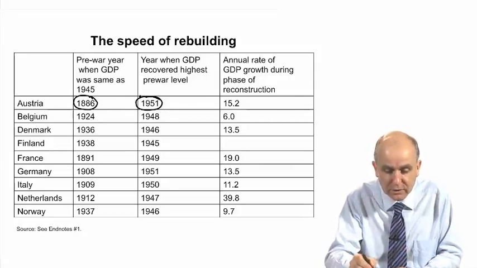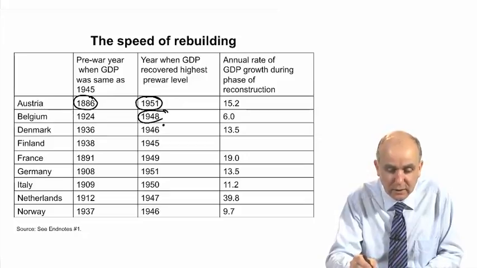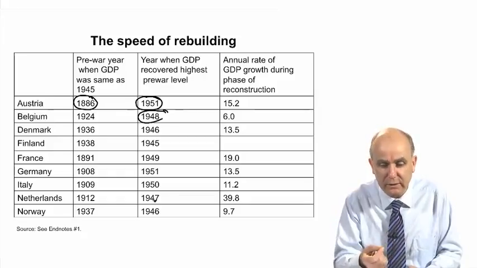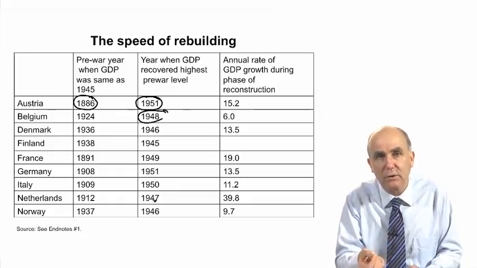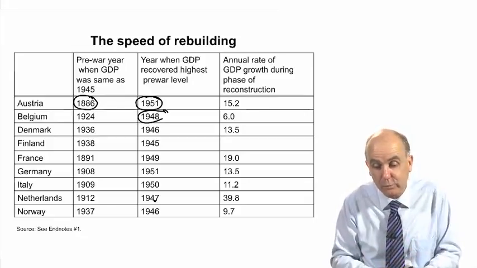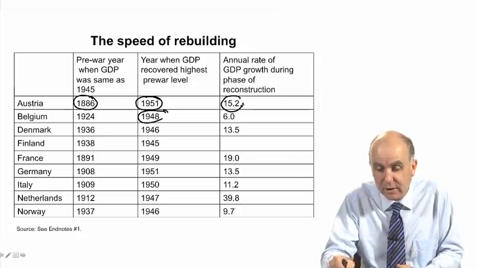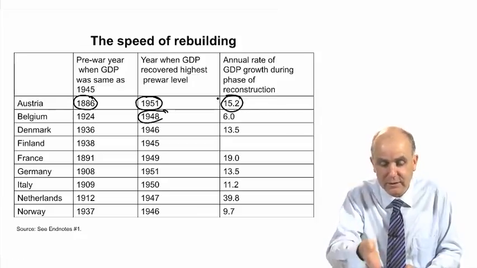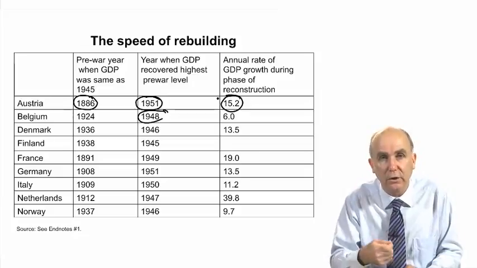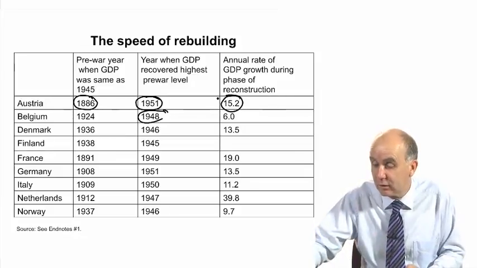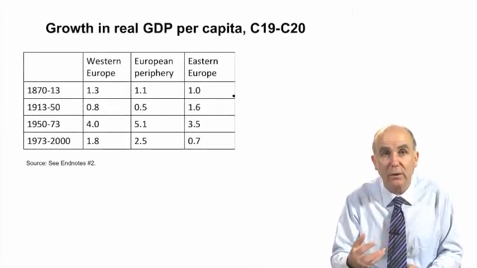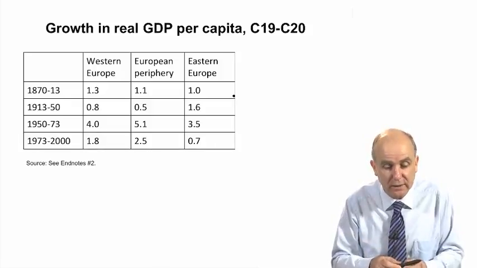And if you look through the column, you'll see that in all countries, the rebuilding or the recovery after World War II occurred relatively quickly. So within several years, countries were able to undo the damage that had been done by World War II. And you can see that there were very high annual rates of GDP growth during this phase of reconstruction, consistent with the idea that the reconstruction occurred quickly. The rebuilding initiated a period of rapid economic growth that was to last until the mid-1970s.